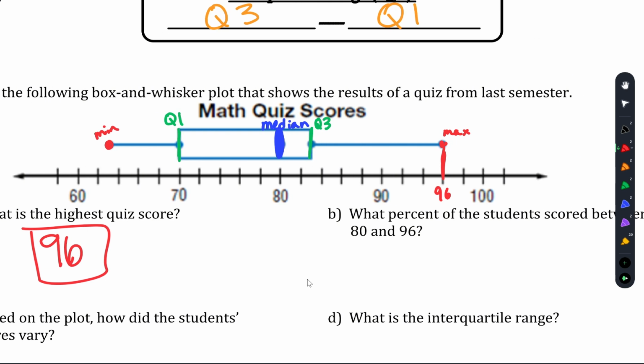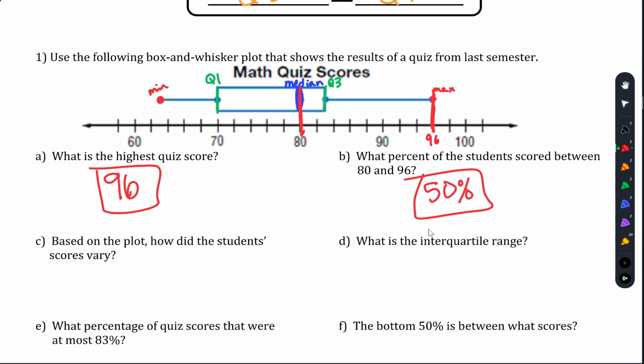And then it asks, what percent of the students scored between an 80, here's 80, and a 96? So what percent of my box and whisker plot is inside of those limits? How many chunks do we see? See one chunk of the box, one chunk of the whiskers. Each chunk is 25%, so that's a total of 50%. Does that kind of make sense? That means 50% of the students scored between an 80 and a 96.